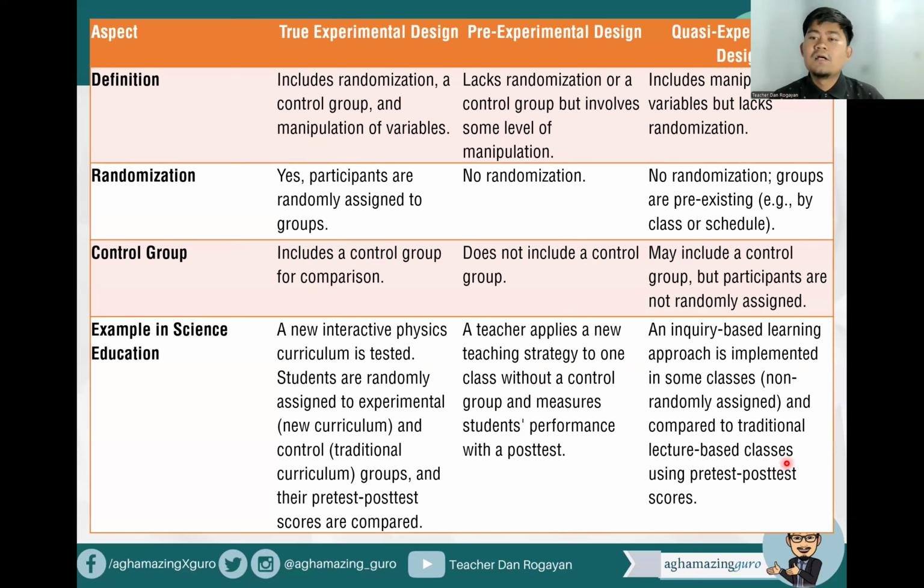So that's pre-experimental. Well, for quasi-experimental, an inquiry-based learning approach is implemented in some classes, not randomly assigned, and compared to traditional lecture-based classes using pre-test and post-test scores. May pre and post-test pa rin gaya ng true experimental. However, this one, no randomization. Okay? So, non-randomly assigned yung ating groups. Okay? So I hope this will be very helpful to you, just in case PRC would ask you about the different types of experimental research in the context of science education.